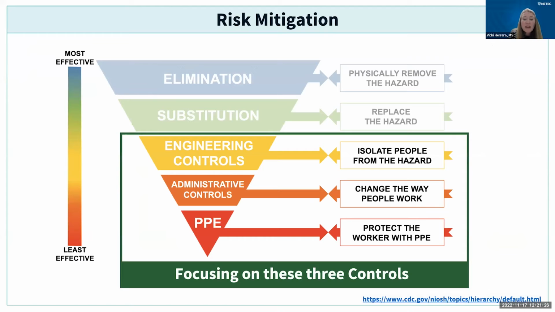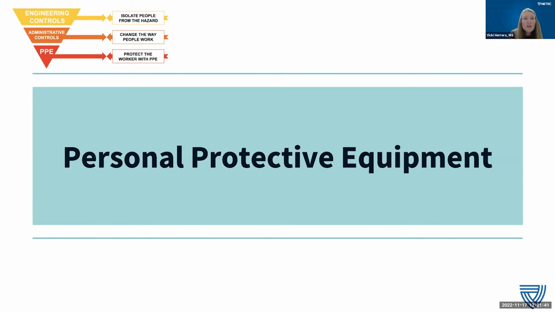So this is a schematic of the hierarchy of controls that you've probably seen before. We're going to focus on the bottom three, which include PPE, administrative controls, and engineering controls. Next slide, please. So first, we're going to talk about personal protective equipment, or your PPE. Next slide, please.